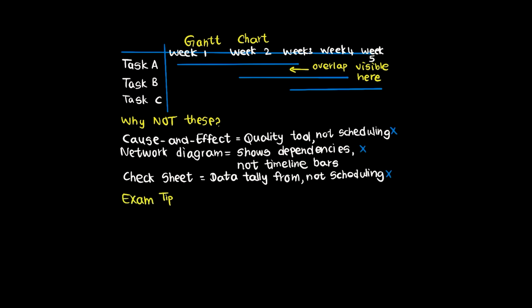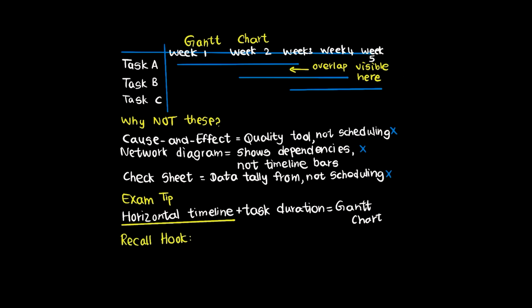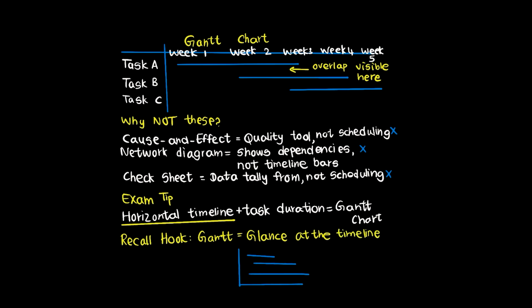Here's a WGUC 215 OA exam tip for you. When the question says horizontal timeline, visual snapshot, start and duration of tasks, that is a Gantt chart. Quick recall hook. Gantt equals the timeline at a glance.